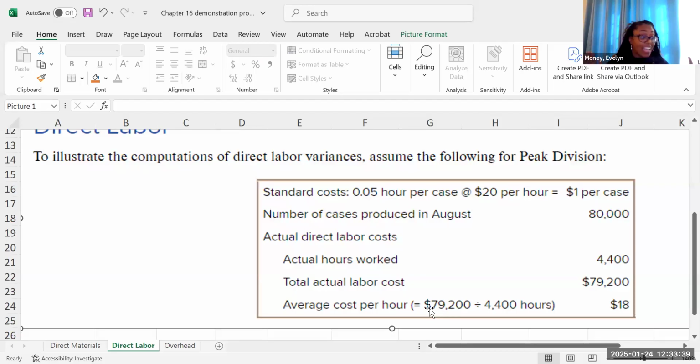So looking at this already, I can tell whether some things are favorable and some things are unfavorable. I wanted to pay $20 per hour. Oh, we ended up paying 18. That's pretty good. That one should be a favorable variance when it comes to my rate or my price variance. Now, when it comes to hours, we have 4,400 hours worked. And I'm going to have to compare that to my standard hours because I said it should take me 3 minutes. So whatever 3 minutes times 80,000 cases actually is, that's going to give me how long it really took me.